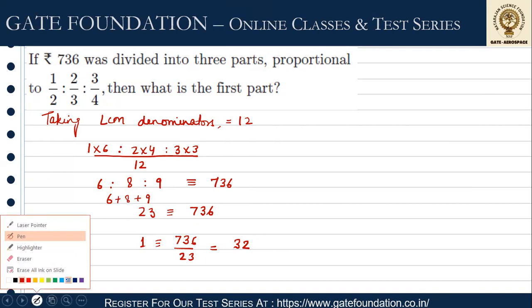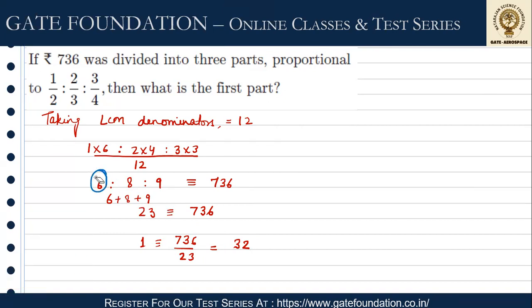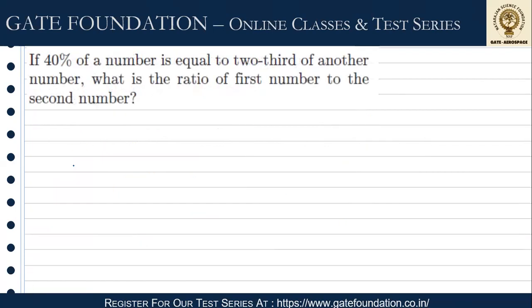Here my work is half done. How? I need to identify the first part. The first part will be 6 times what 1 unit is. Here 1 unit is equivalent to 32, so 6 units will be 32 into 6, that is 192. Your answer will be 192, the first part. You can also identify the second part and third part easily. You only have to multiply by 8 and by 9. Right. Let's see the next question. This is an interesting question.